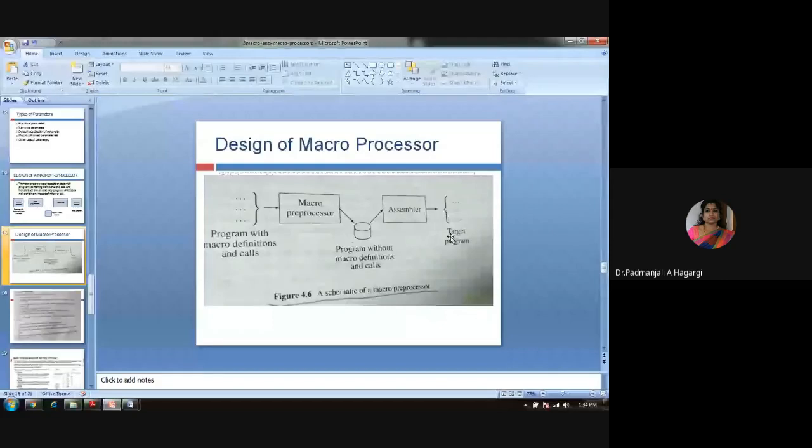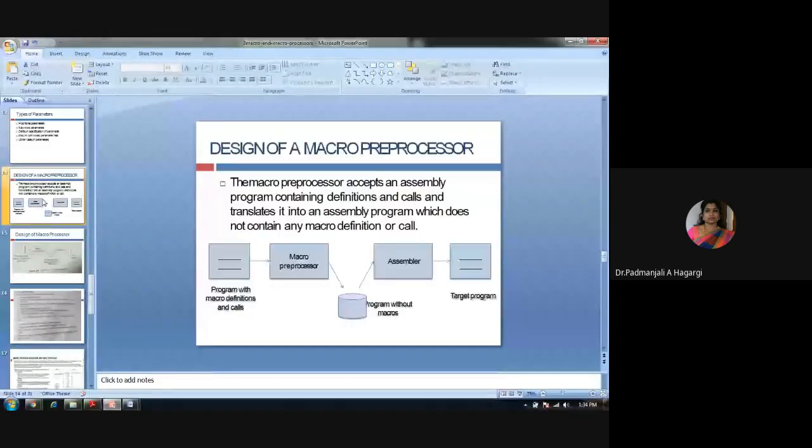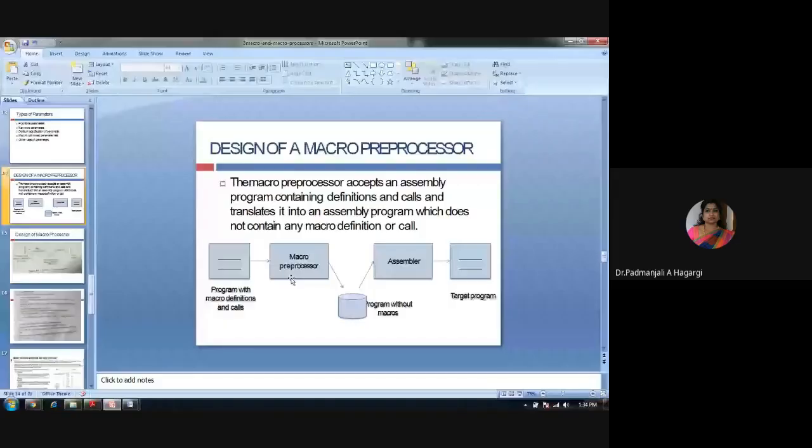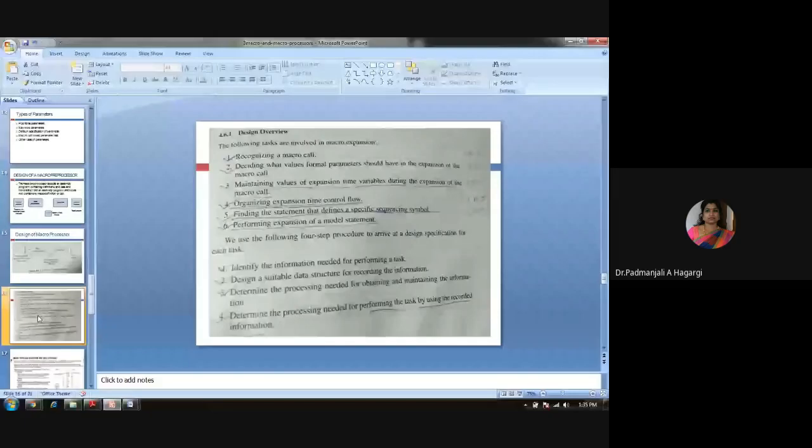So the story of the macro preprocessor: the source program processed by the macro processor is given to the compiler, and the compiler gives the assembly level language, and the assembler takes that assembly level language and processes it in pass 1 and pass 2. Pass 1 generates the intermediate representation, and pass 2 generates the target program. This is how it works. So now today, how is the macro design?